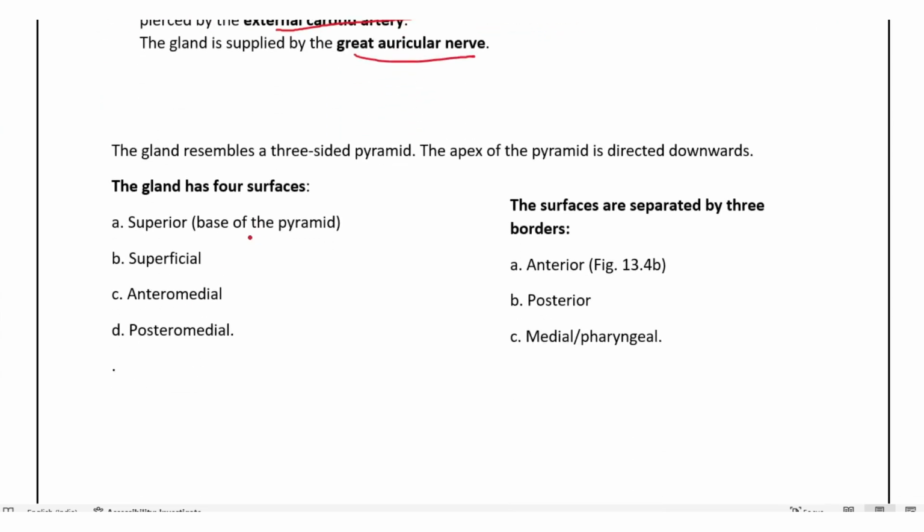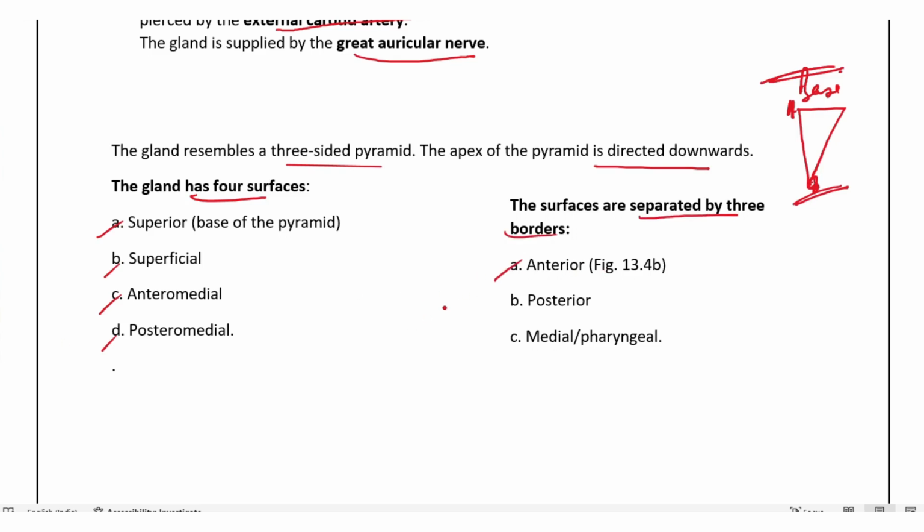Now this gland will resemble a three-sided pyramid with the apex of the pyramid directed downwards. Means this is how your parotid gland looks. Apex is down and the base is upwards towards the zygomatic arch. This is your mandible. So now this gland has 4 surfaces, that's superior, superficial, anteromedial and posteromedial, and the borders are 3, that is anterior, posterior and medial or pharyngeal border.